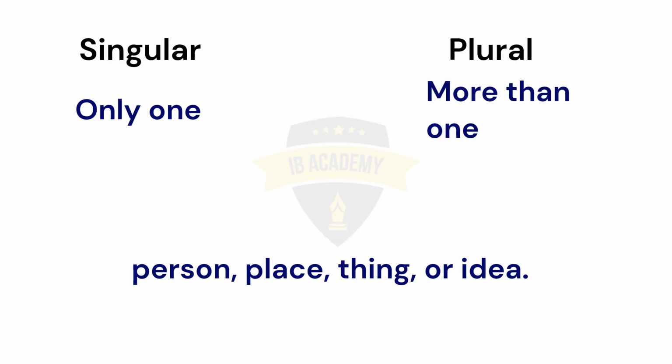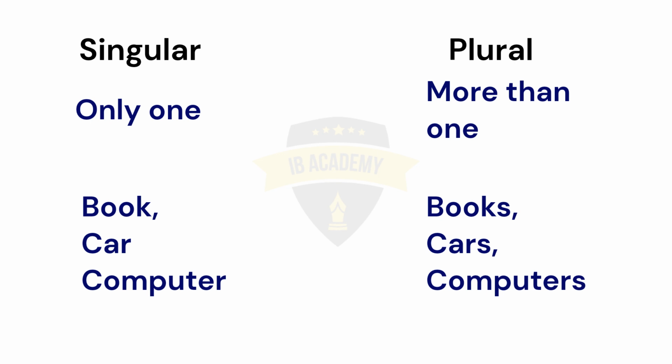In English, nouns can be either singular or plural. A singular noun refers to only one person, place, thing, or idea. Plural means more than one person, place, thing, or idea. So if anything is more than one, you have to add the letter s at the end of the word to make it plural. Please check the examples below. There are so many other rules to make singular into plural, which we will take in a further session.